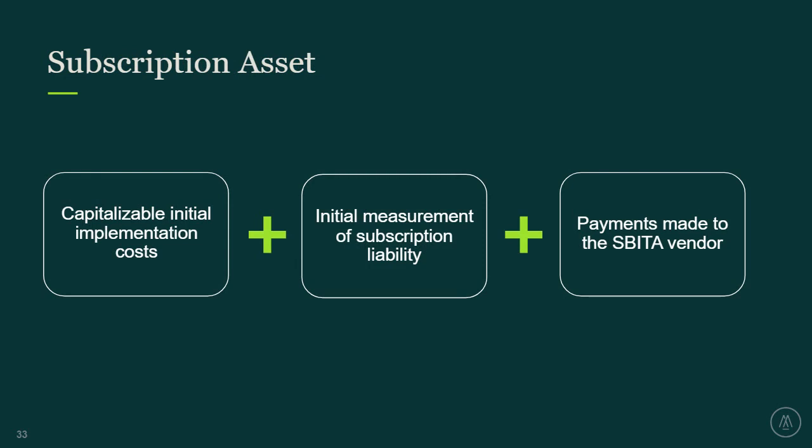So the subscription asset is comprised of three different things. The initial measurement of the subscription liability, which we went through on the previous slide. Any payments that are associated with the SPITA contract to the SPITA vendor when the subscription term begins, and any capitalizable initial implementation costs. Those three items comprise your total subscription asset.